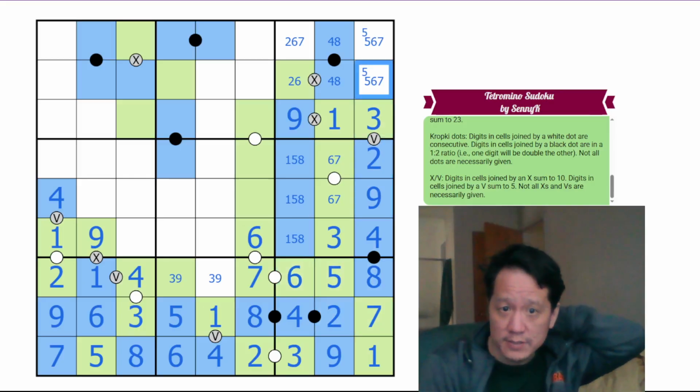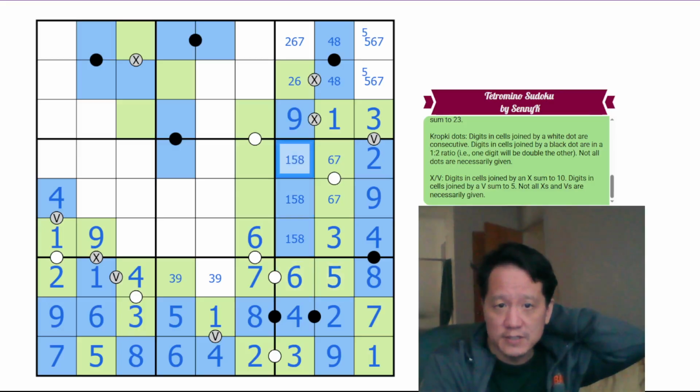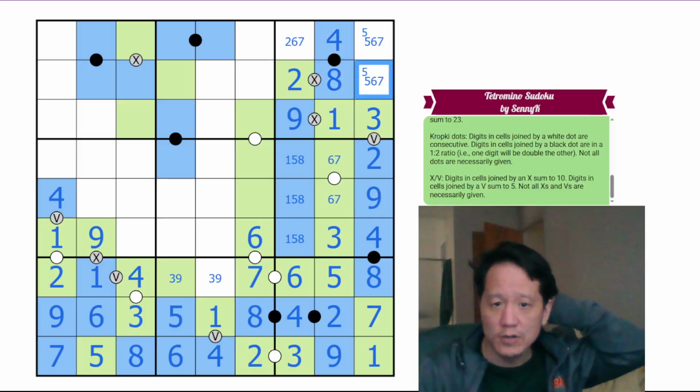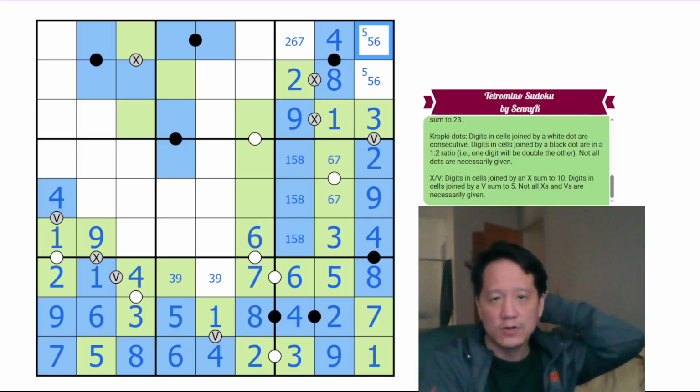This 7 eliminates... This 6 eliminates 6 here, so this is 2 and 8 adding up to 10, which makes that 4. There's no 7 here. This can't be 2 or 6. This has to be 7.